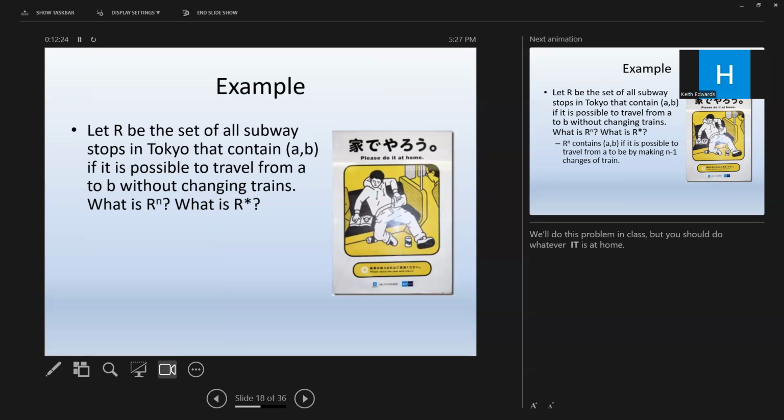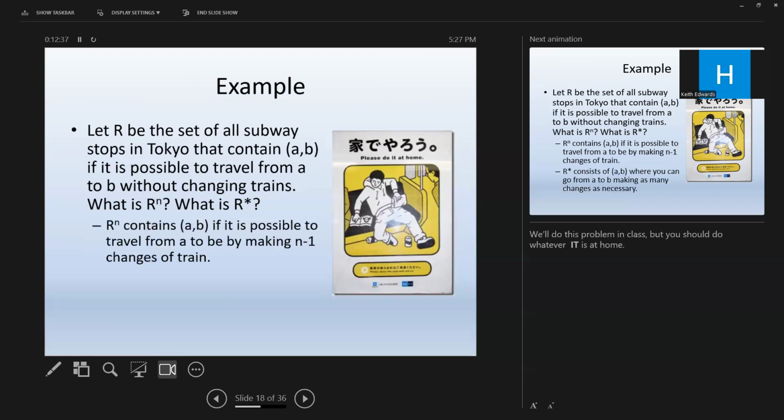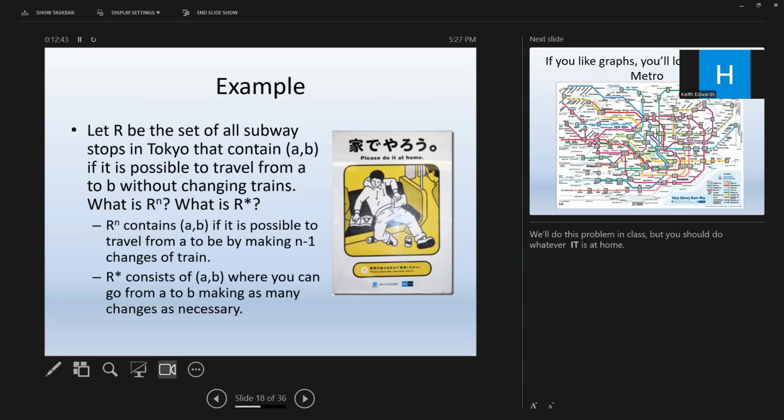Another example would be: find the set of all subway stops in Tokyo that contain (A, B) if it's possible to travel from A to B without changing trains. What is R^n? What is R star? Well, R^n contains (A, B) if it's possible to travel from A to B by making n-1 changes of train. R star consists of (A, B) where you can go from A to B by making as many changes as necessary. And we'll take a look at what the Tokyo Metro looks like.